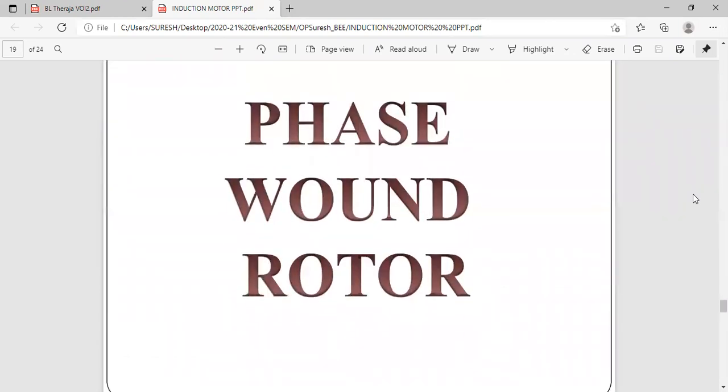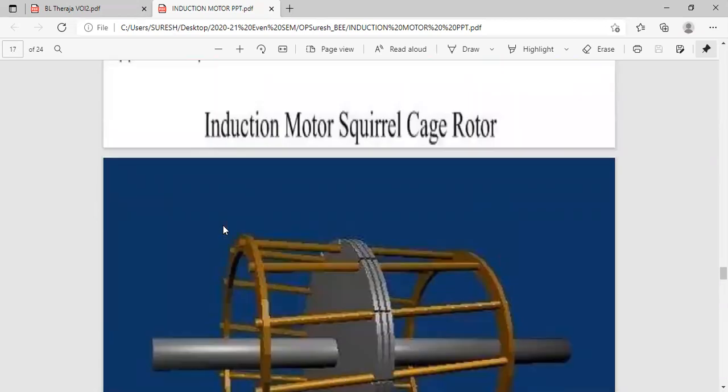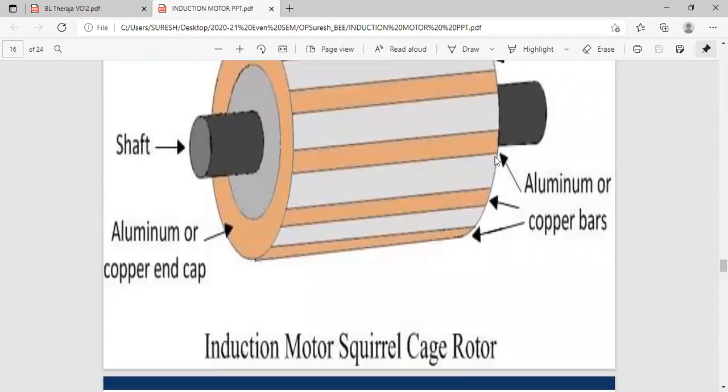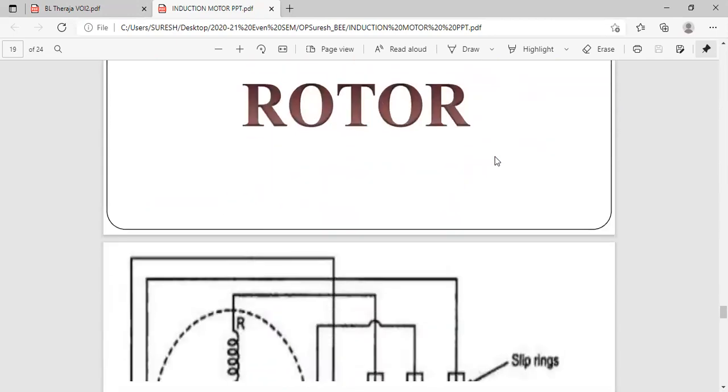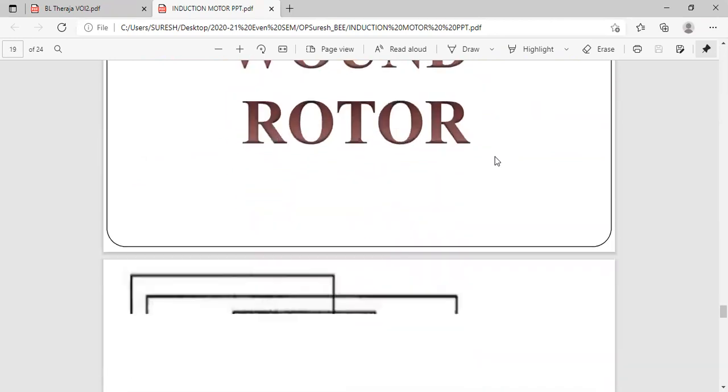Next one is, any doubt in the squirrel cage rotor? Then you'll go to the slip ring rotor. In squirrel cage, resistance is not added. Why? Because they are short circuited at the end points. See here, all these bars are short circuited at the end point. We are not adding any external resistance in squirrel cage. But in slip ring, we'll add external resistance. Wound rotor, also called phase wound rotor, is also called slip ring induction motor.